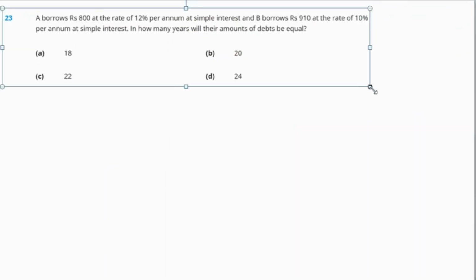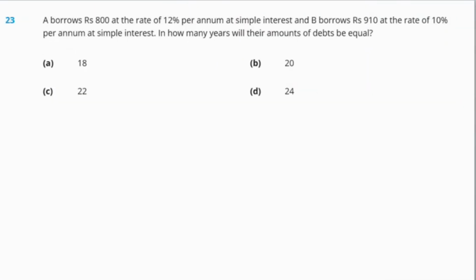Next question. A borrows a certain sum of money, which is 800 rupees, at the rate of 12% per annum at simple interest, and B borrows 910 rupees at the rate of 10% per annum at simple interest. Both are borrowing money on simple interest only.